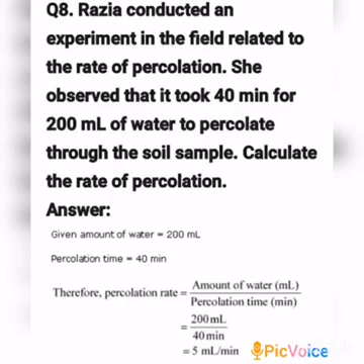So, you have to substitute these two values. The amount of water 200 divided by percolation time 40. What's the answer, children? 200 divided by 40 is 5 milliliter per minute. So, the percolation rate is equal to 5 milliliter per minute. Do you understand, children? Yes.